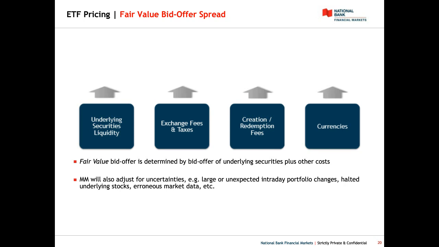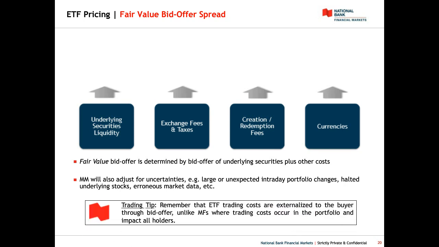We would also account for if we get bad market data. For example, right now the bonds are closed. They closed early for the holidays, but we are still quoting bond ETFs as we speak till 4 p.m. We just adjust the spread to account for that because we can't hedge. Trading tip: remember that ETF trading costs are externalized to the buyer through the spread, unlike mutual funds where the trading costs occur in the portfolio and impact all holders.